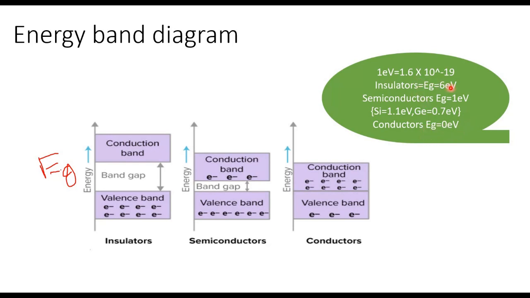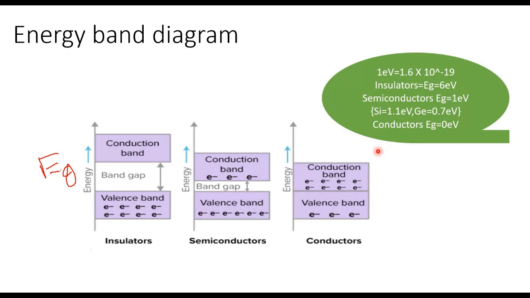Whereas for insulators, it is about 6 electron volt. For semiconductors, it is about 1 electron volt. Like for silicon, it is 1.1 electron volt. For germanium, it is 0.7 electron volt. So 1 electron volt value is nothing but 1.6 into 10 to the power minus 19 joules.